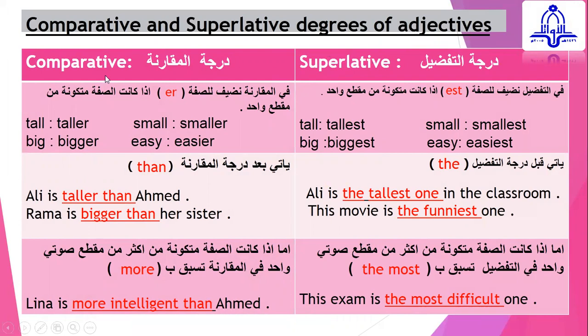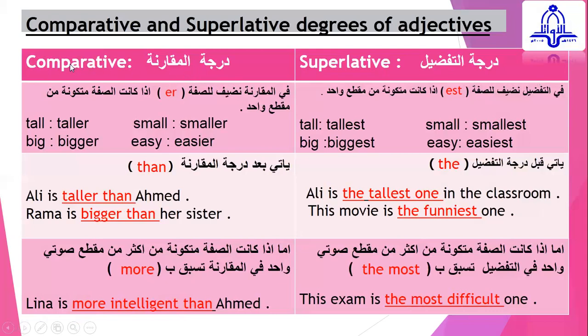طبعا at first, comparative and superlative will happen with adjectives. تحدث فقط للصفات. We don't use comparative and superlative with nouns or verbs or adverbs. ولا نستعملها مع الأسماء ولا الأفعال. إذا فقط راح تكون للصفات. Comparative here in this column, and the second column is superlative اللي هي درجة التفضيل.